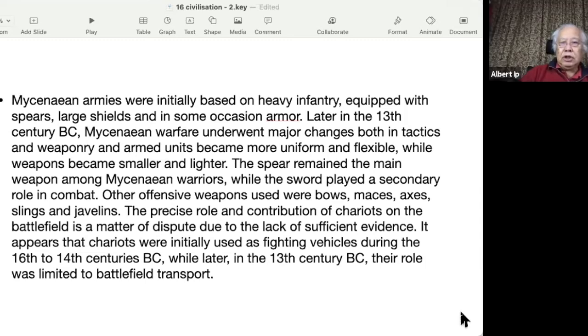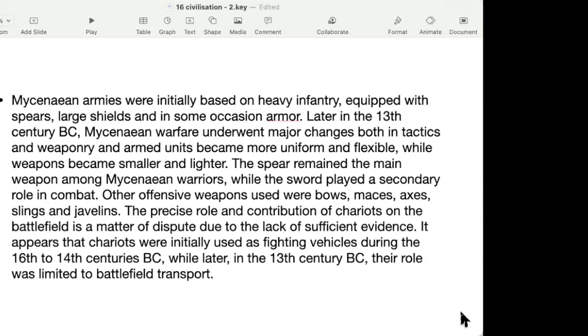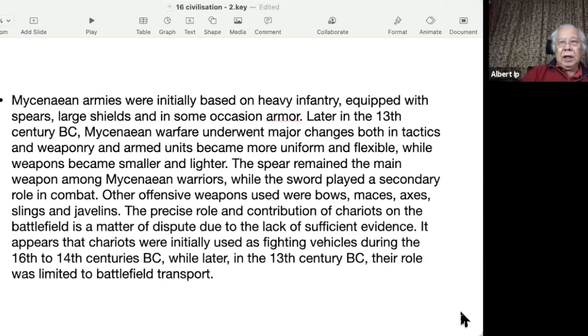The precise role and distribution of the chariots on the battlefield is again a matter of dispute, because of lack of evidence. It appears that chariots were initially used as fighting vehicles during the 16th to 14th centuries BC, while later, in the 13th century BC, their role was limited to transportation. So I think the military tactics also depend on the response from the other party. So they have to adapt to the warfare.